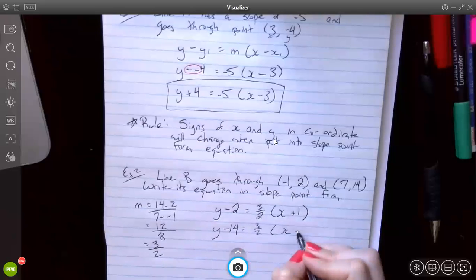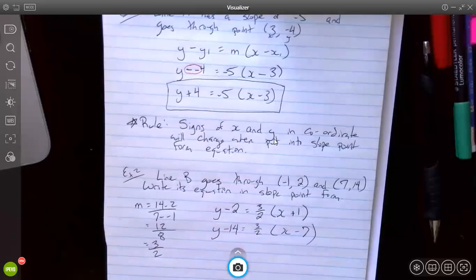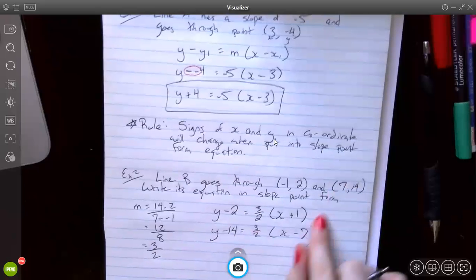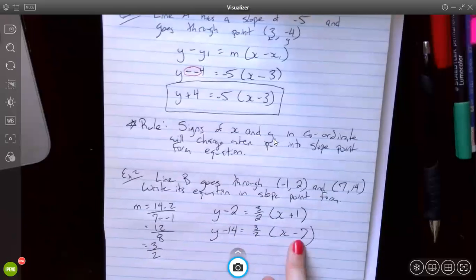and it would look like that. Once again, same slope, using my other xy coordinate, and again, changing their signs. Okay, both of those equations are equally valid for that line.